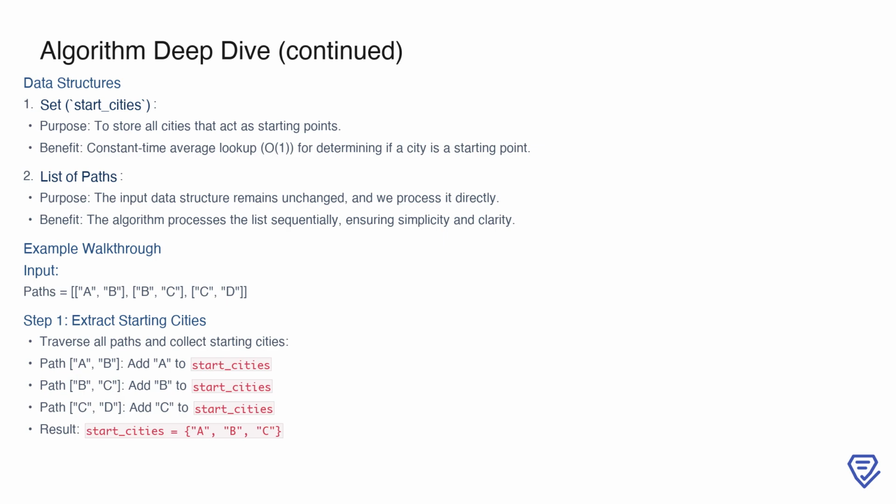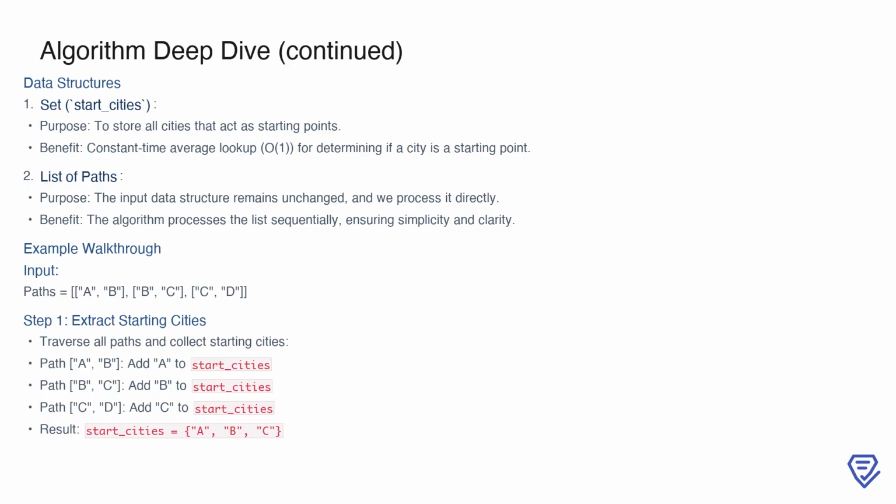Let's walk through an example. Suppose the input paths are A, B, B, C, C, D. In the first step, we extract all starting cities. For the path A, B, A is the starting city, so we add it to start_cities. For B, C, we add B. For C, D, we add C.